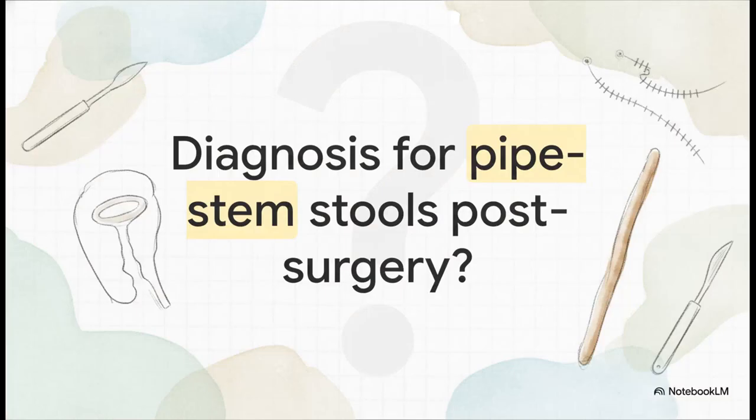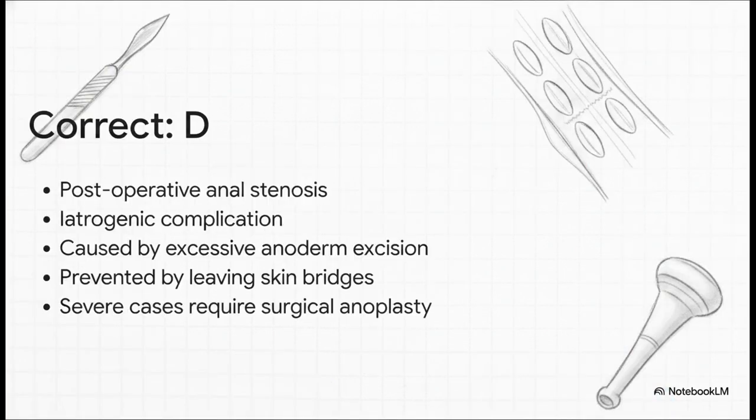Question 172. A 49-year-old patient returns to the clinic 3 months following an open excisional hemorrhoidectomy, complaining of progressive, severe difficulty passing stools. He has thin, pipe stem stools and a tight, fibrous ring is palpated within the anal canal, but he reports no pain. What is the diagnosis? A. Recurrent hemorrhoids, B. Anal fissure, C. Rectal prolapse, D. Postoperative anal stenosis, or E. Rectal carcinoma? Correct answer is D.